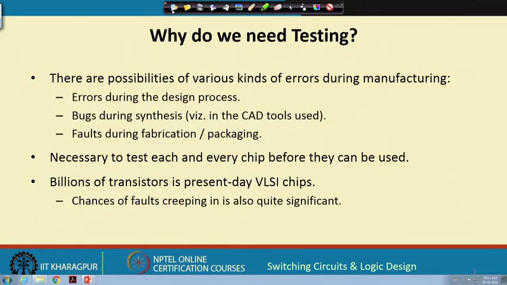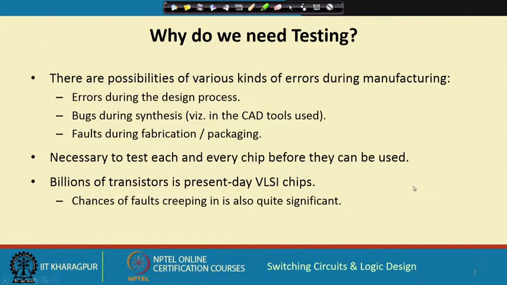Because of such error occurrences, it is necessary to test each and every chip or manufactured device before it can be used. If you talk about modern day VLSI chips, there are of the order of billions of transistors inside them. So, you can understand how complex the circuits are, and the chance of faults creeping into such a complex VLSI chip is also pretty high. Because of that, the problem of testing is important.